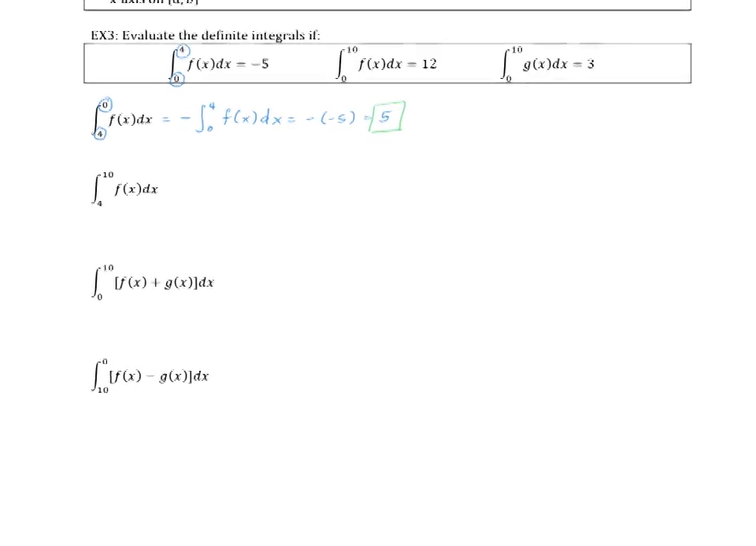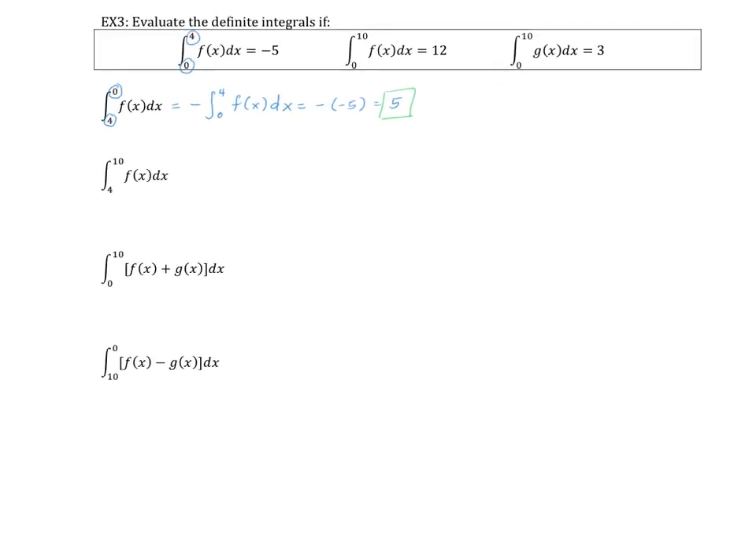The next one's a little bit tricky. It says we're going to evaluate the integral from 4 to 10 of f of x. But if we look at the two examples above, I have f of x from 0 to 4 and 0 to 10. Okay, so what I'm going to do is use property number 6, but backwards. If I take 4 to 10 and I add it to 0 to 4 of f of x dx, then that would give me the integral from 0 to 10 of f of x dx.